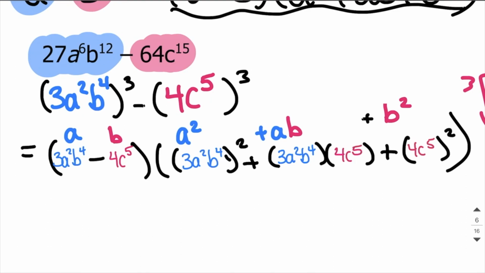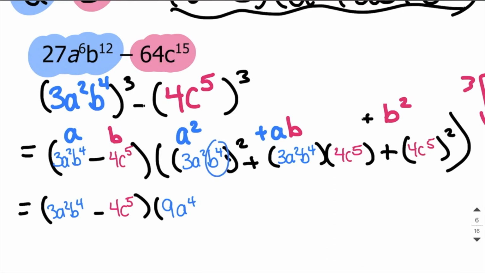So right here, there's really nothing I can do with this first expression, so I'm going to keep it as is. And then in my second expression, I'm going to actually square this. So 3 when I square it is 9. A squared when I square it is a to the power of 4. And b to the power of 4 when I square it is b to the power of 8.